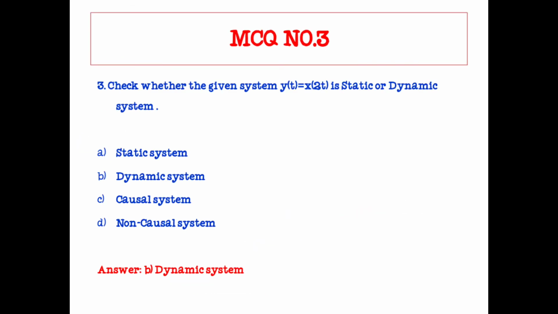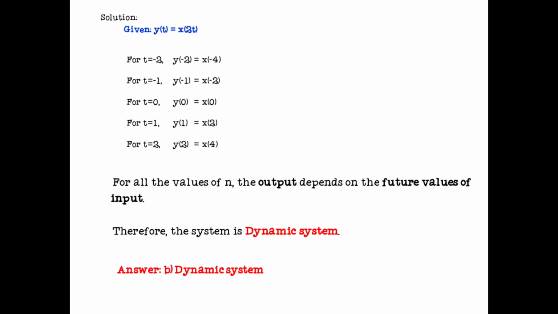Check whether the given system y of t is equal to x of 2t is static or dynamic. The answer is dynamic. Let me explain how. So y of t equal to x of 2t. Substitute for different values of t. For example, if you substitute 2, you will get x of 4. That is, the output depends on future values of input. The given system is a dynamic system.